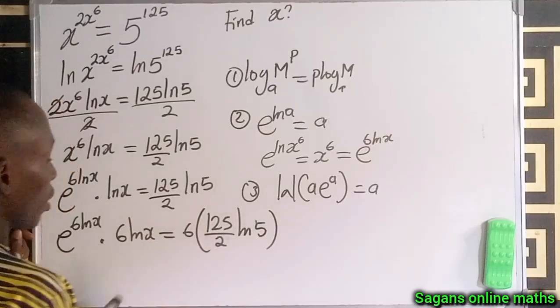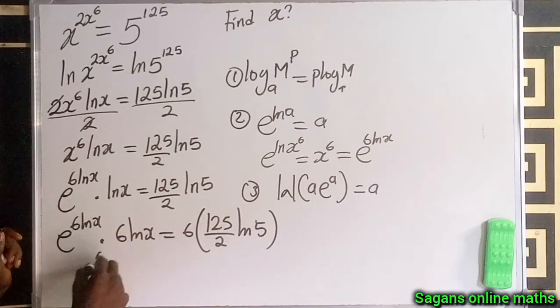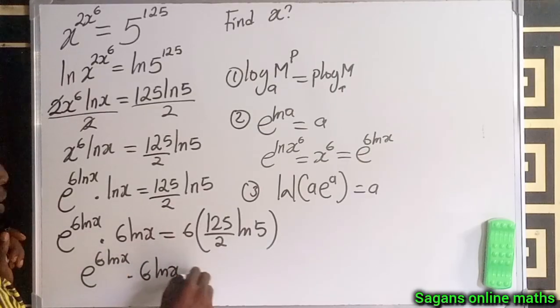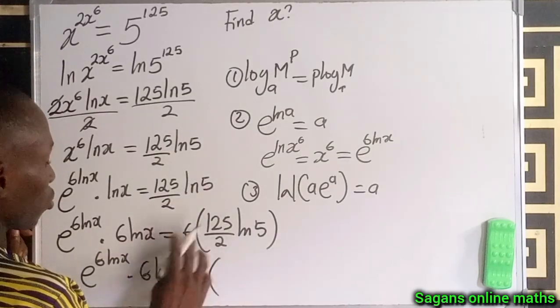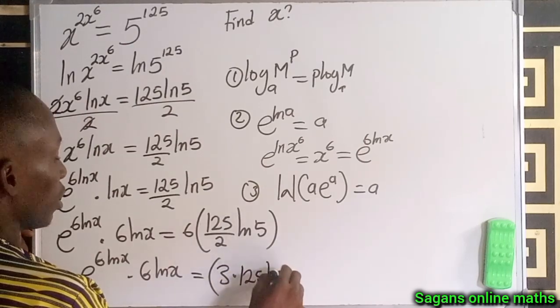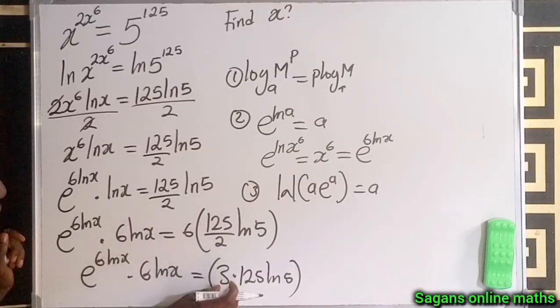Now 6 divided by 2 is 3. So this is e to the power 6 ln x, multiplied by 6 ln x, equals 3 multiplied by 125 ln 5, sorry, because 6 divided by 2 is 3.